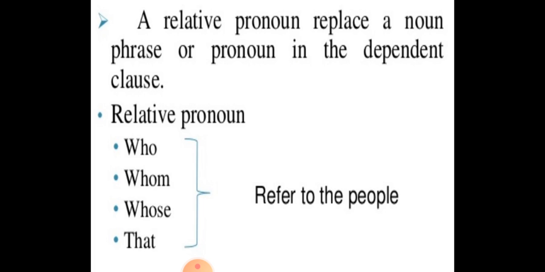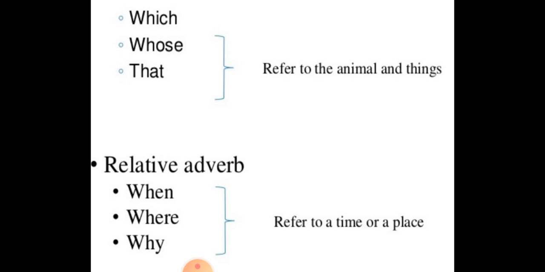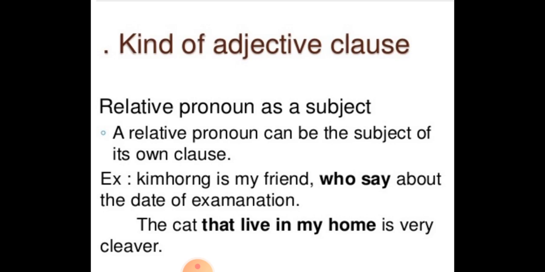Okay, now here you can see in brief you will understand who, whom, whose and that. These relative pronouns refer to people. People के बारे में अगर हम बात कर रहे हैं किसी भी, तो हम who, whom, whose, that यूज़ करते हैं. Which, whose, that. This refers to animal also and thing also, and for adverb for place and for time. Okay, when, where and why. So in this way you can use the relative pronoun.